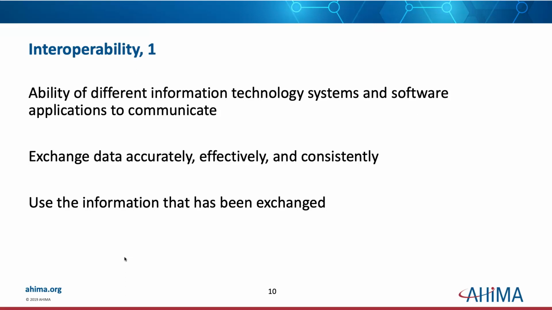What does interoperability mean? It's the ability of different information technology systems and software applications to communicate. That's what interoperability is. You want them to be able to exchange data accurately, effectively, and consistently, and I would add timely. And make sure that the information that has been exchanged can be used. So whatever's been exchanged, you want to be able to use.